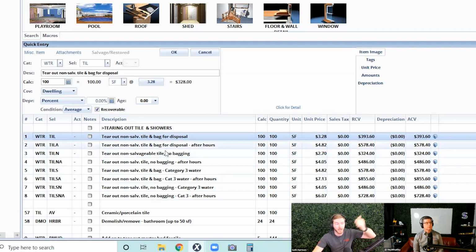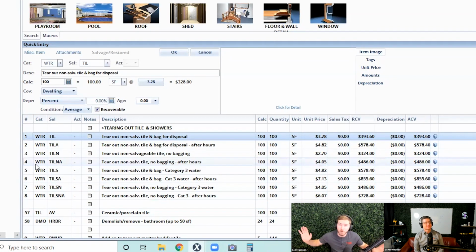Tear out tile and bag after hours. Tear out tile, no bagging. Tear out tile, no bagging after hours. Tear out tile, cat 3. Tear out tile, cat 3 after hours. Tear out tile, cat 3, no bagging. Tear out tile, cat 3, no bagging after hours. There it is. There's all the iterations on the theme.